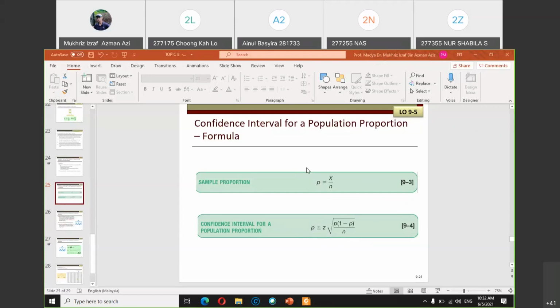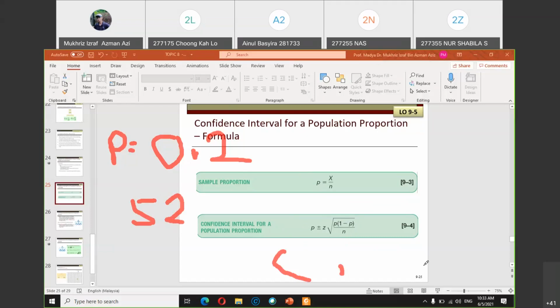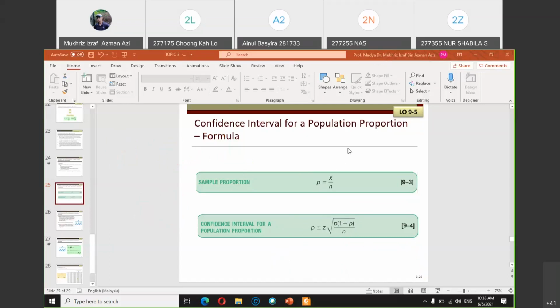Let's say the proportion of male students in our class is 0.2. I just take a simple number. So it will be 0.2 plus minus Z. Let's say we are interested in the 95% CI, so Z is 1.96, multiplied by the square root of P, which is 0.2, times 1 minus P, which is 0.8, over N. N is the number of students in the class just now, which I mentioned was 52, correct? So divide by 52. Then you solve for it, and you get your lower interval and also your upper interval. So that's about it for proportion.